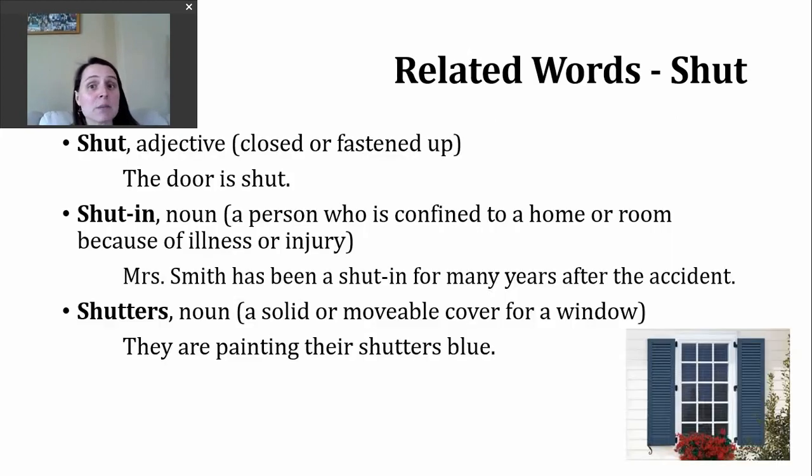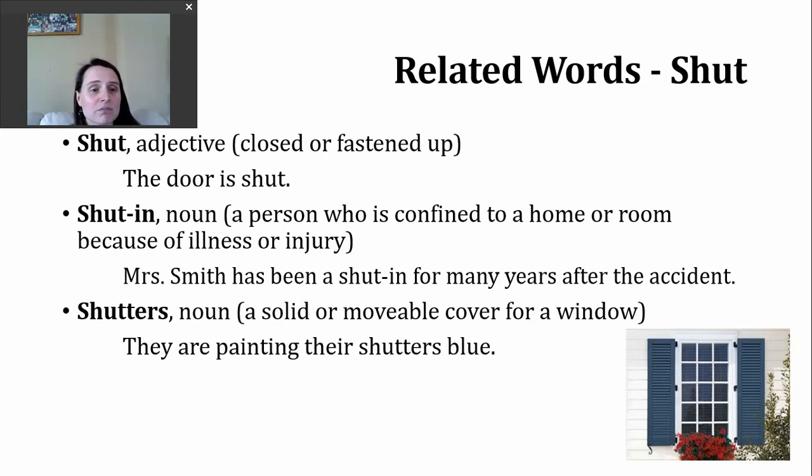Let's talk about some related words to shut. So I've told you S-H-U-T is a verb, but it could also be an adjective. And in adjective form, it means something is closed or fastened up. So in a sentence here, the door is shut. Okay? So we might see this word after a be verb. That's a good clue that it's an adjective, or if it comes before a noun and is describing something.